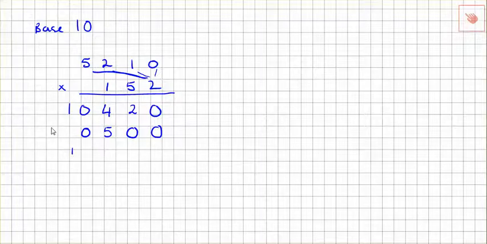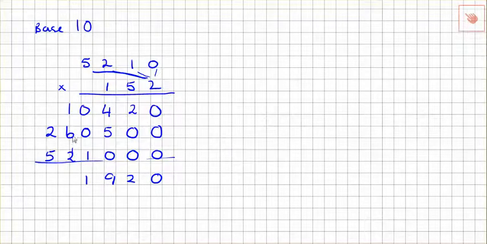And then 1 times 0. You put 2 zeros. 1 times 0 is 0. 1 times 1 is 1. 1 times 2 is 2. 1 times 5 is 5. And then what do we do? We add them all together. So we get 792,920.